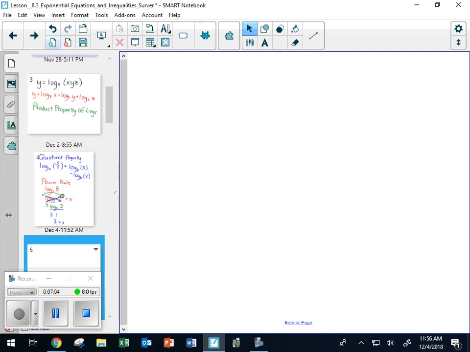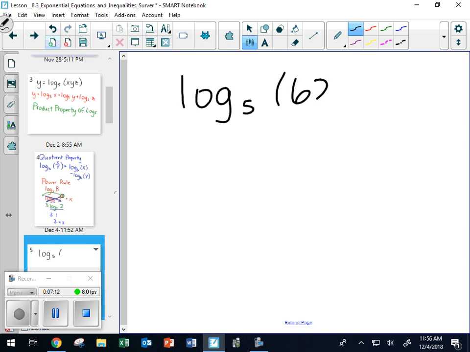So if we had log base 5 of 625, you could solve this many different ways. I would like you to solve this using the power rule. I'll give you a few moments. Try and think about how you can solve this using the power rule while I pause our recording.